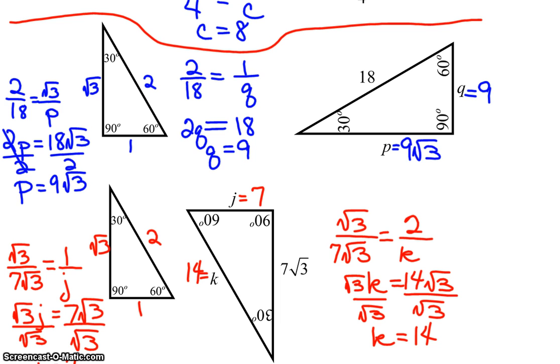When I was solving for q, I still matched 2 with 18. That was my matching pair of sides. And from the parent, 1 matched with q on the new triangle. 2q equaled 18, so q was 9.